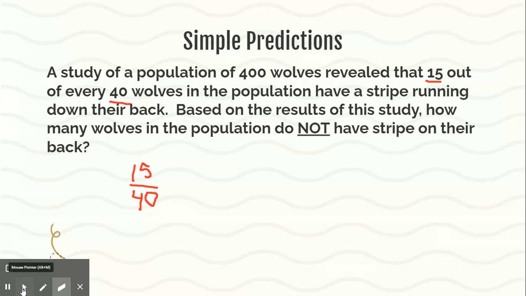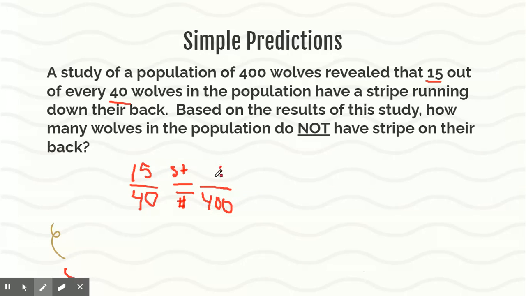Okay, and then, so 15 out of 40 have a stripe. So this is stripes, and this is the total number of wolves, okay. So the total that they did was 400, so I'm going to put 400 here. And then we put an X here. So this says, based on the results of the study, how many wolves in the population do not have a stripe on their back?